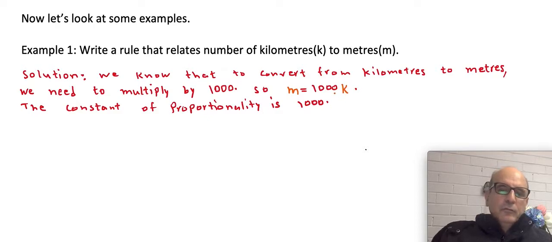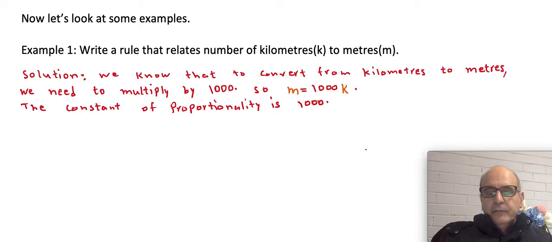So if you measure something in kilometers, for example, it becomes 5 kilometers, you want to change it to meters. To say it in meters, you got to times it by 1,000. So 5 times 1,000 becomes 5,000. So that is the number in meters. And here the constant of proportionality is 1,000. Okay, the constant of proportionality is 1,000.